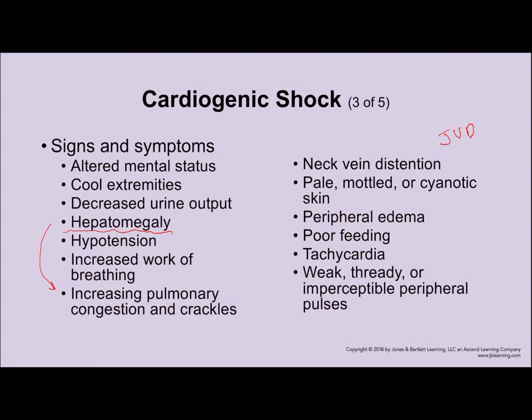In terms of other poor end organ perfusion signs, you look for pale, mottled, or cyanotic skin. If there's any swelling of the legs or the upper body, that means inadequate emptying of the heart sometimes. And then patients may have a history of poor feeding. They obviously won't want to eat well if their gut is not well perfused. Tachycardia is one of those compensatory responses we talked about. And then, of course, pulses are kind of the window into your cardiac output in the periphery.